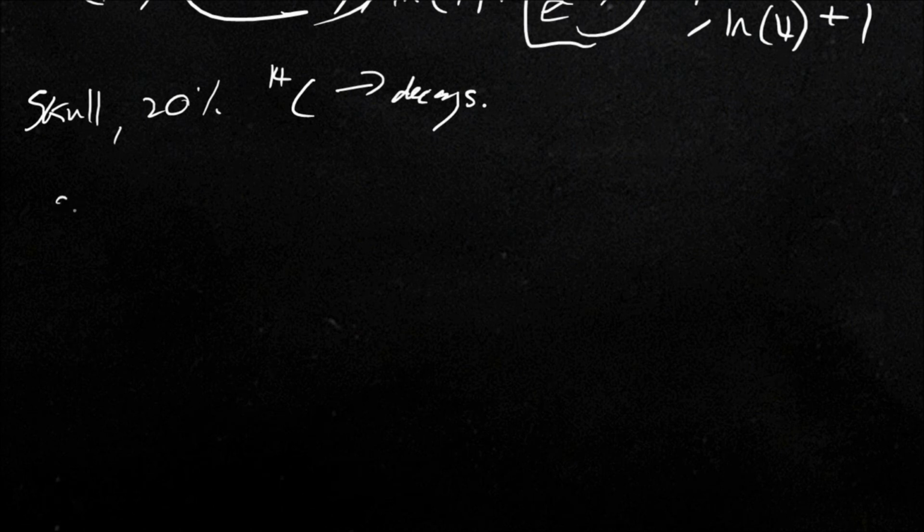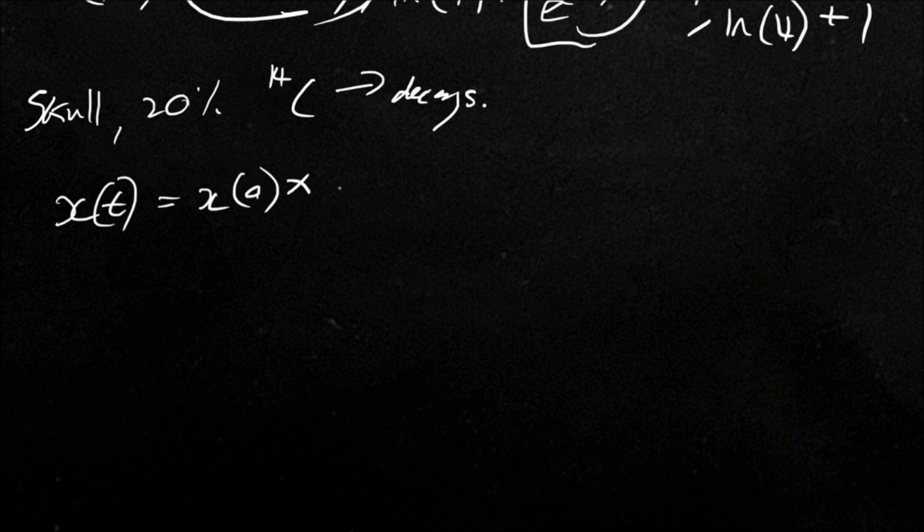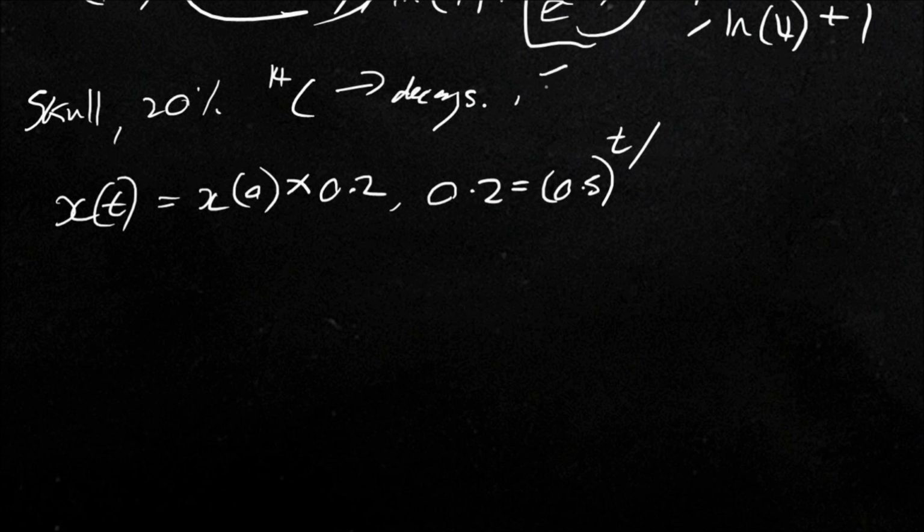We know that the amount of carbon-14, x(t), which is dependent on time, would be equal to its initial value, which is how much carbon-14 it had originally, but now it has 20% of that value. And this 20% is a result of the half-life, which is an exponential decay. This is time divided by the half-life of carbon-14, and the half-life of carbon-14 is 5,730 years.